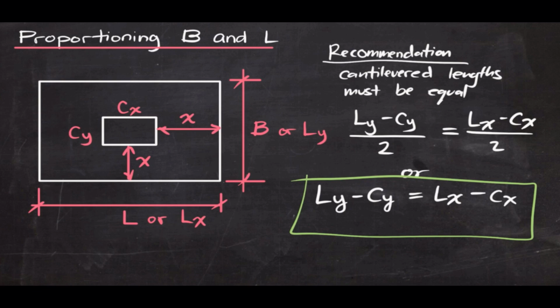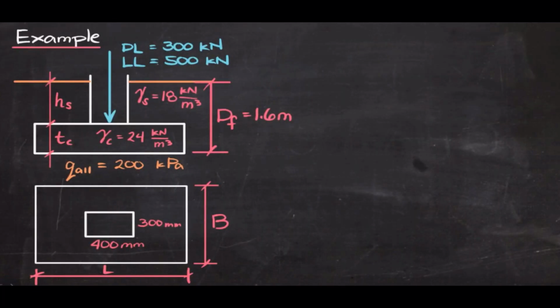Let's apply that to our previous problem. So, from our previous example, we know that the area of the footing must be greater than or equal to 4.95 square meters. This comes from method 2 and assuming the thickness is equal to the founding depth.